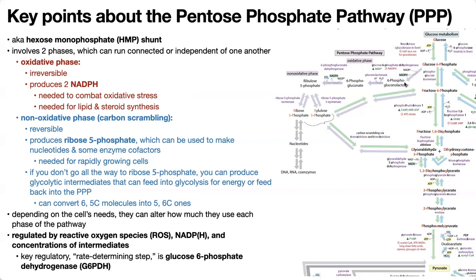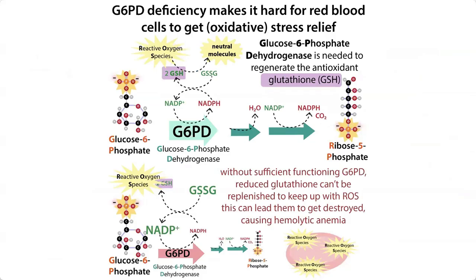In this oxidative phase, the rate determining step is going to be glucose 6-phosphate dehydrogenase, G6PD, or G6PDH. And so let's talk a little bit more about that. Remember that G6PD is needed to regenerate our antioxidants. How it does this is by generating NADPH, and that NADPH is then going to be used to regenerate our used up antioxidant, like our used up glutathione.